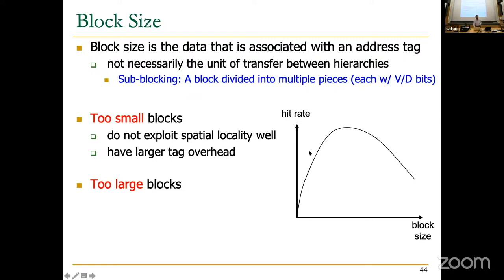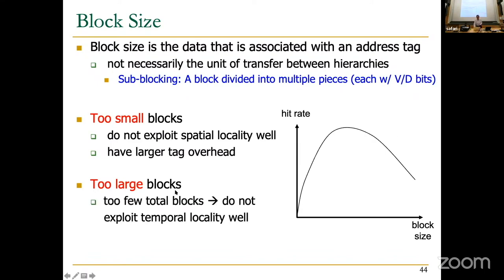And as you increase the size of the blocks more and more, you exploit spatial locality better. And you reduce the number of blocks you have in the cache, of course, assuming your cache size is constant. So at some point, your performance starts reducing because the number of blocks you have becomes smaller. So if you have too large blocks, which is at the other end of this curve, you have too few total blocks.